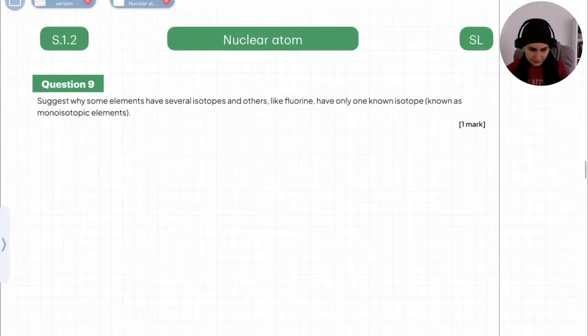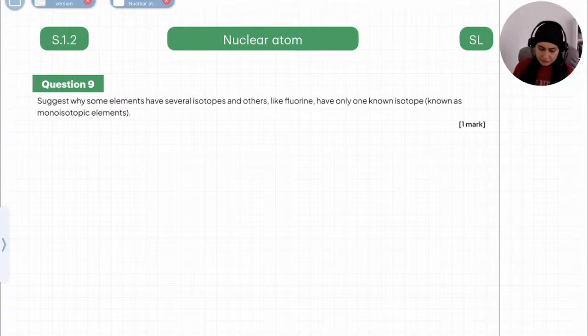Next question. Suggest why some elements have several isotopes and others, like fluorine, have only one known isotope, known as monoisotopic elements. I'm not sure how you're supposed to know it, but it's like a 1 mark common sense question. So we can assume that other isotopes of fluorine are not stable.